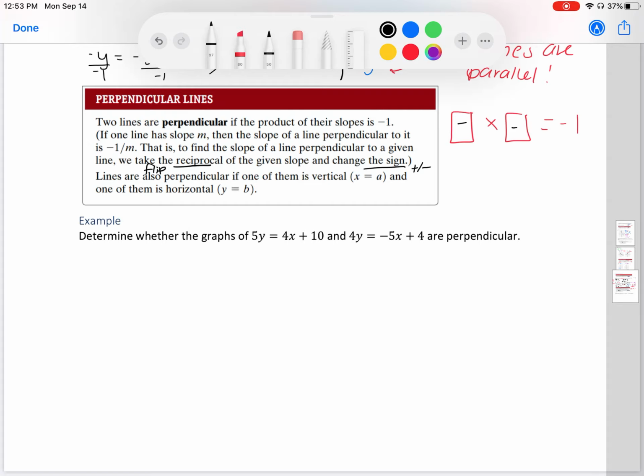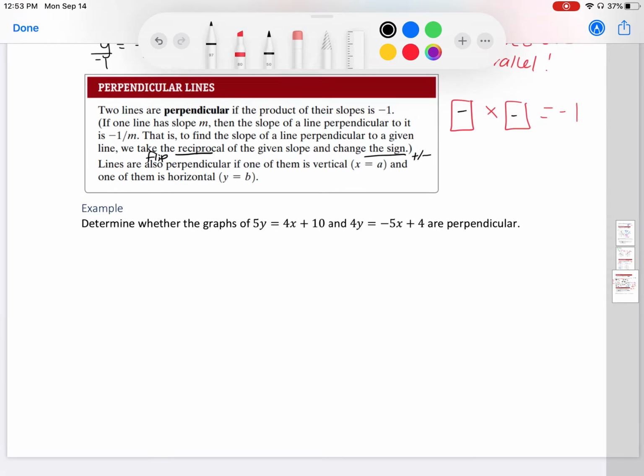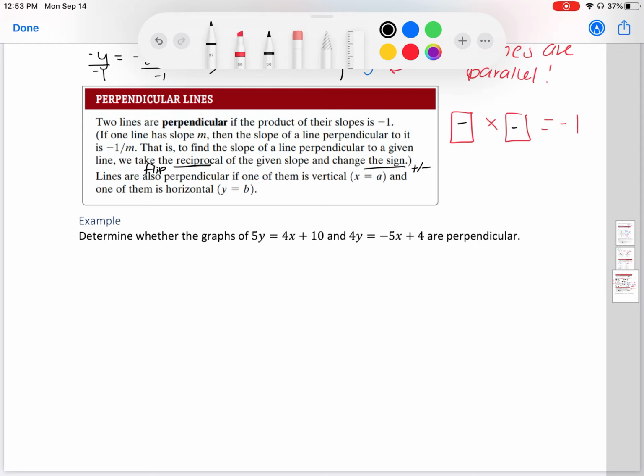The lines are also perpendicular if one of them is vertical and the other one is horizontal. So be careful for that. So determine whether graphs of 5y minus 4x plus 10 and 4y minus 5x plus 4 are perpendicular. So because we're looking for perpendicular, we want to identify their slopes, find out what their slopes are, and they should be opposites, meaning one is positive, the other one's negative, and reciprocals, meaning the same numbers, but they're going to be flipped.